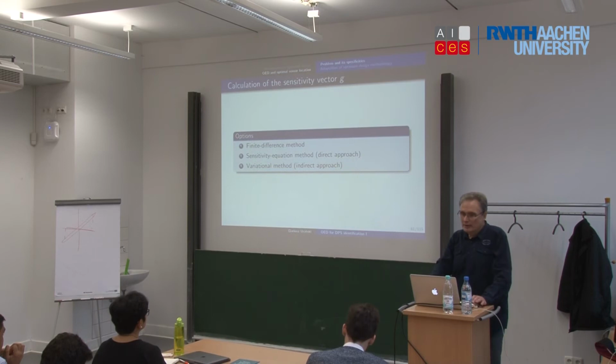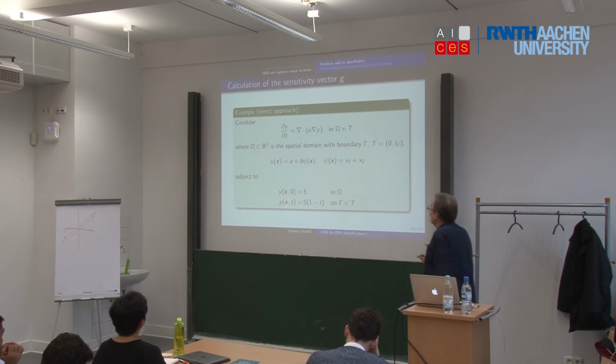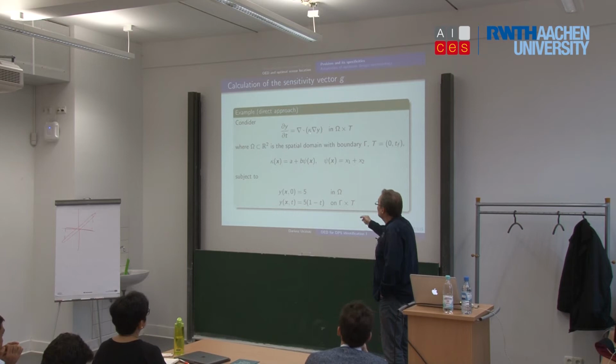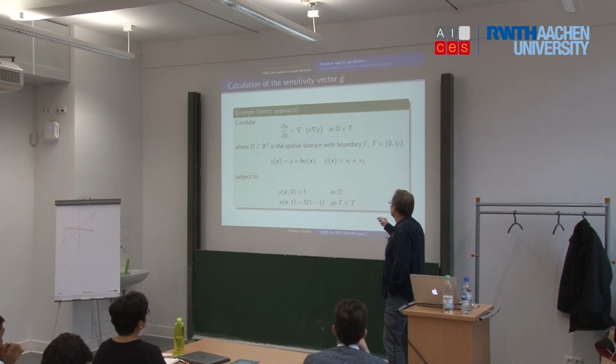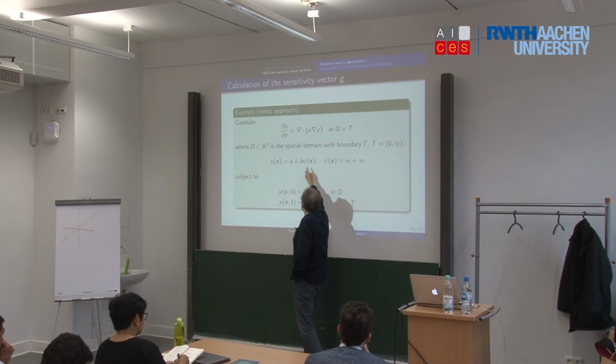For example, we can compute the sensitivity vector G using three methods. We can use the finite difference method, we can use the sensitivity equation method, and we can use the variational method. The most popular is the sensitivity equation method, which works in the following way. We have, for example, the following equation. Here you can see the diffusion coefficient, and in this diffusion coefficient you can find two parameters, a and b. And the function psi is known. It is, for example, the sum of the two spatial variables. So the diffusion coefficient is parameterized by two parameters and this basis function psi.